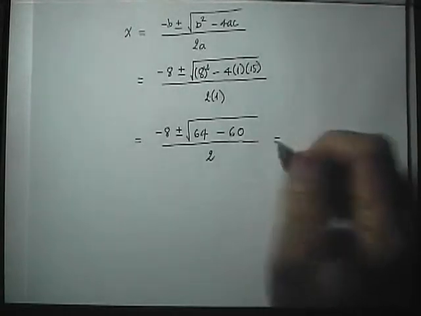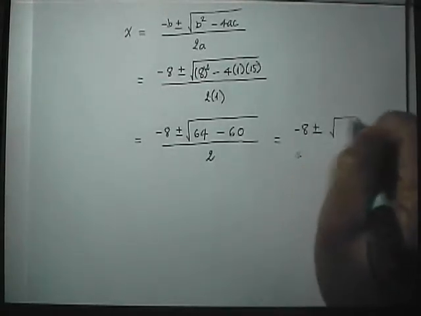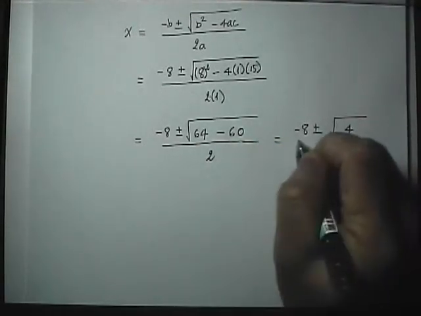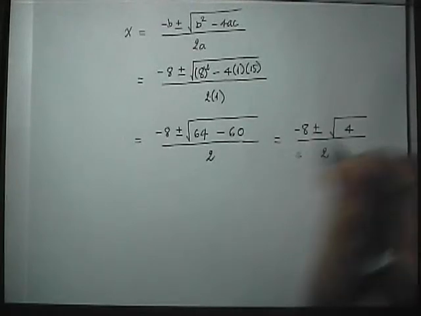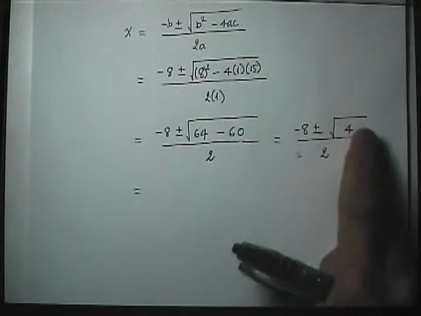And so my next computation step is going to be minus 8 plus and minus. Now underneath the square root, we have to go all the way to the end: 64 minus 60 is 4. All over 2. So at this point, carrying from the most recent step, the square root of 4 is 2.